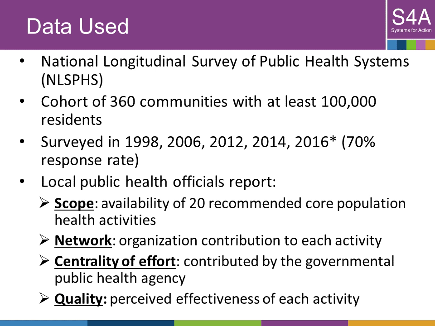So the data used here, we're using the National Longitudinal Survey of Public Health Systems. This is housed in the Systems for Action Research Center, a data set that's collected there. It's a cohort of 360 communities with at least 100,000 residents. We will talk about this in more detail later in the presentation, but this sample was expanded in both 2014 and the most current wave, 2016, to include rural communities, which is awesome and gives us some more power.